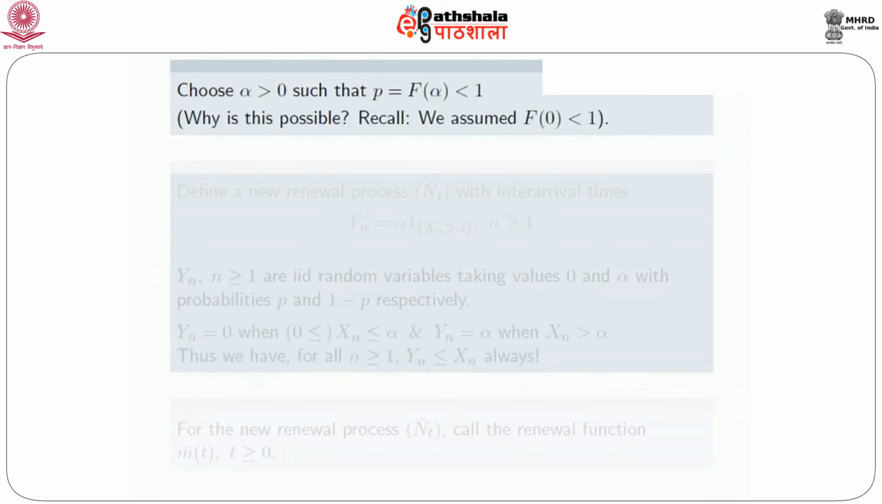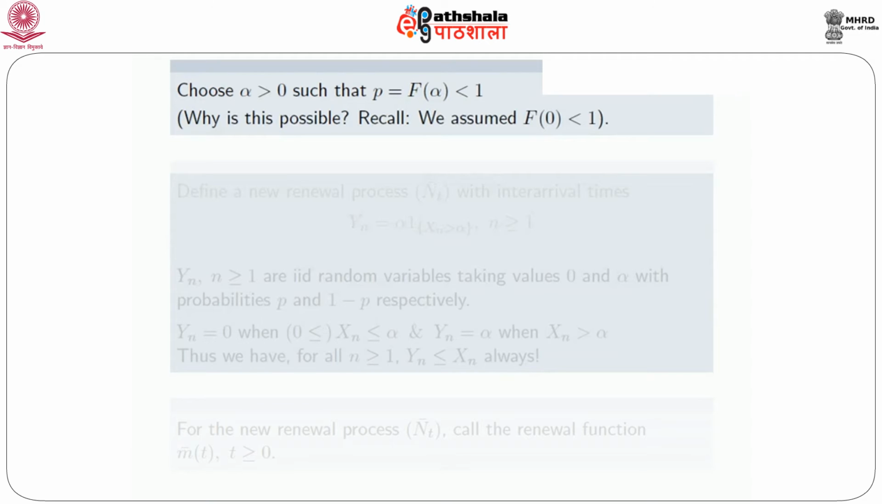So first choose an alpha positive. I am about to construct that new, simpler renewal process. Choose alpha positive such that F(alpha), which I am going to call p, is strictly less than 1. Now that's possible. Why? Because recall we assumed that F(0) is less than 1, and F is a CDF, so it's right continuous. As x goes to 0 from the right, F(x) goes to F(0), which is strictly less than 1. So I should surely be able to find some alpha close enough to 0 but positive, such that at alpha the value of F is less than 1. So that's how we choose alpha.